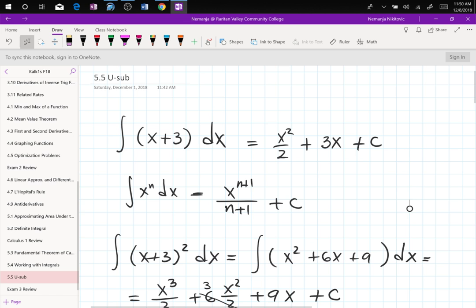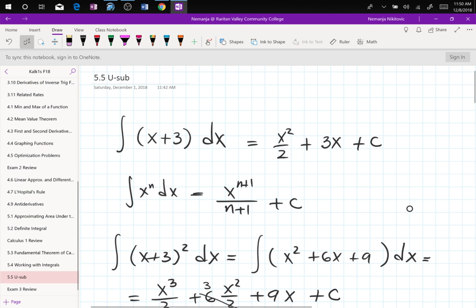Hello and welcome back to Calculus 1. This is section 5.5 about the U sub, part 2. Just need to finish a few of the concepts we didn't get to last time.